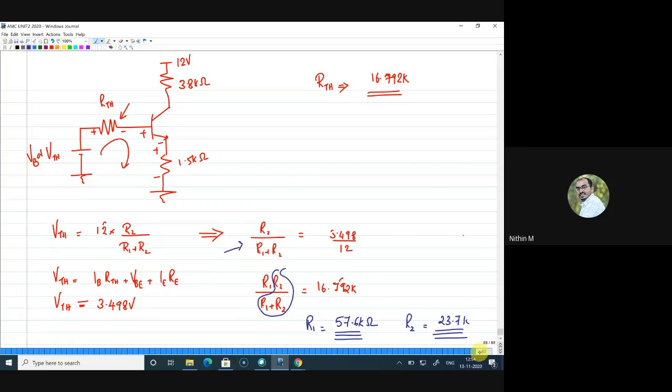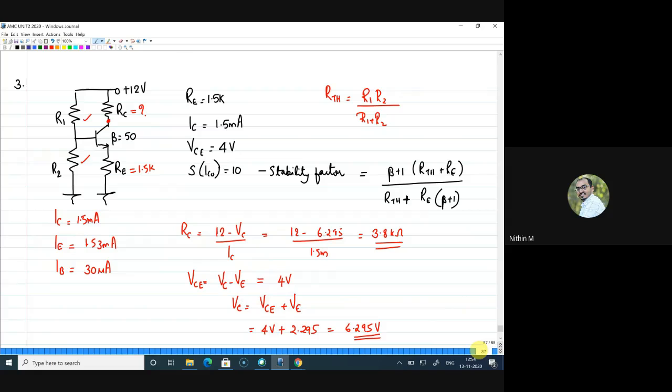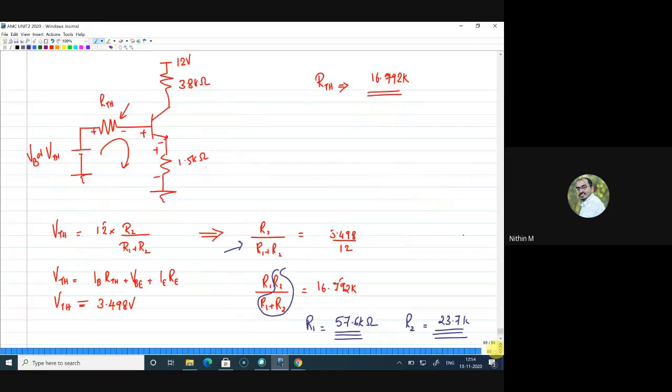I hope all of you got the answer. The question was a simple voltage divider circuit, and you were asked to find the values for R1, R2, and RC with the help of stability factor SICO. First, we obtained the value of RC by finding the currents first. Then we obtained VC, and through VC we got the value of RC. Then from the stability factor we arrived at the value of RTH, and with this loop equation we got the VTH value. Then by substituting we got the values for R1 and R2.